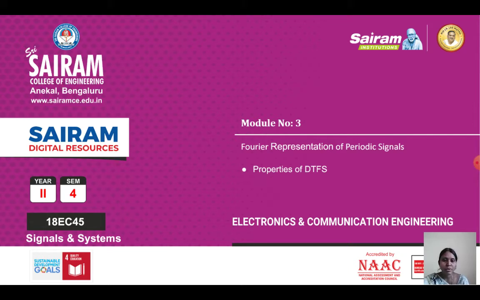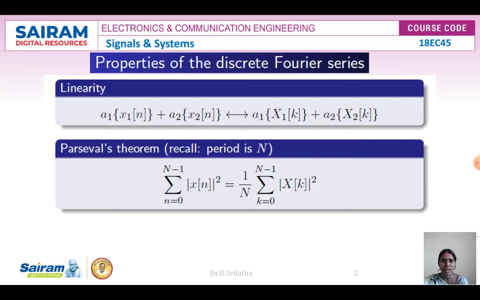Now in this video we are going to see the properties of the discrete time Fourier series, DTFS. The first property is the linearity property. Linearity means that a1 times x1 of n plus a2 times x2 of n has a Fourier transform equal to a1 times X1 of k plus a2 times X2 of k. If any system satisfies this property, we can say the system is a linear system.